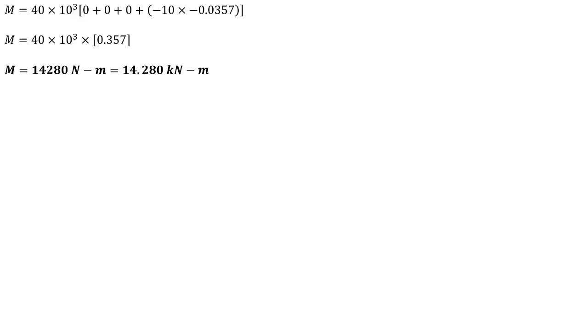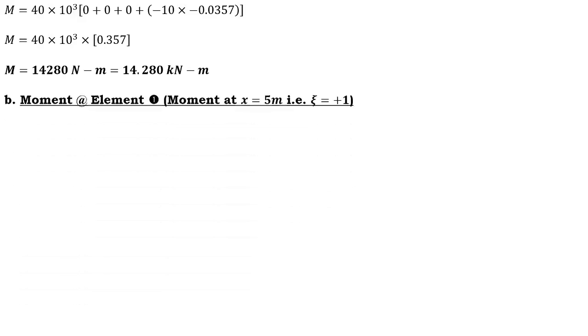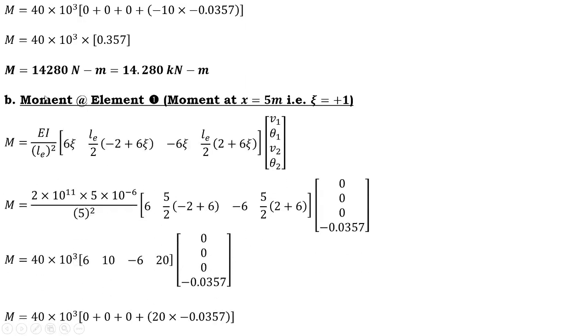Similarly, on the first element on the right hand side where x is equal to 5 meter, I need to calculate the value of moment, and there I need to substitute the value of zeta as plus 1. So I know the moment equation once again. This is my moment equation or moment matrix. So wherever zeta, I need to substitute plus 1.